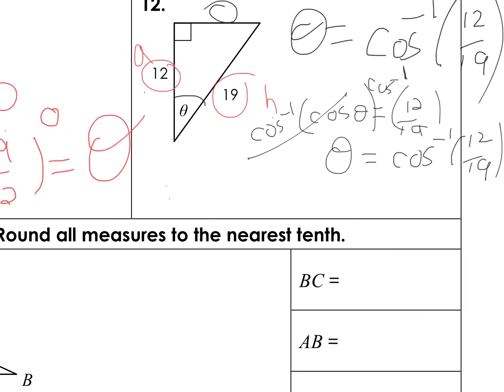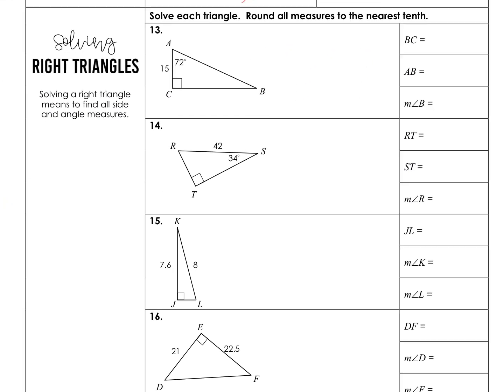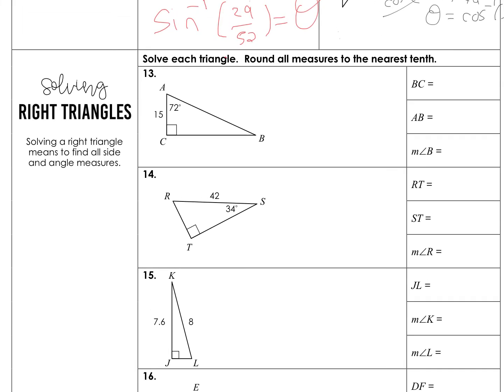Now when we get to the last 4 problems, I'm going to do 1 or 2 of these. He literally is saying, solve it, and do all your measures to the nearest tenth, one decimal point. So you have to find everything that's missing.